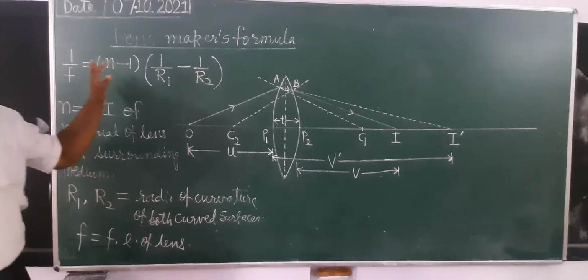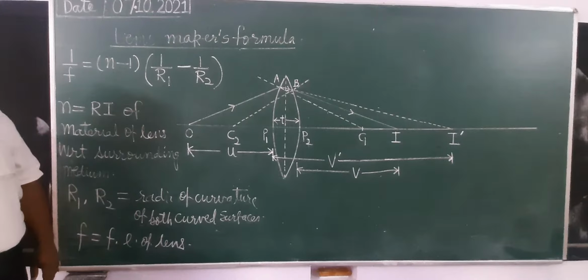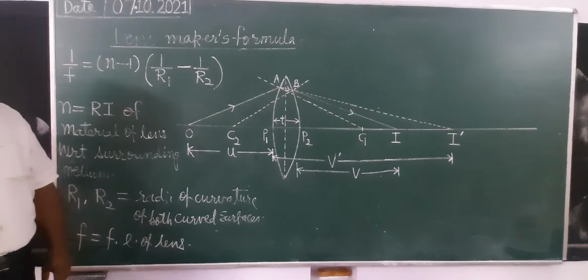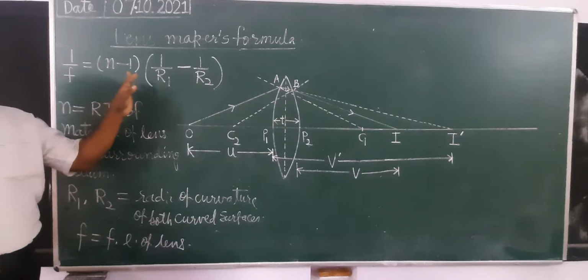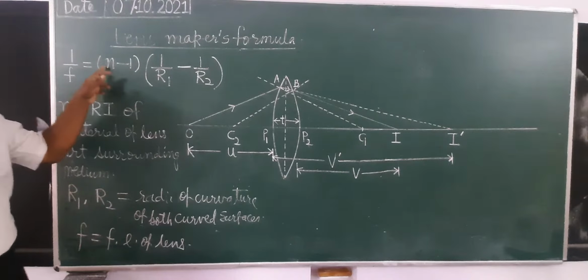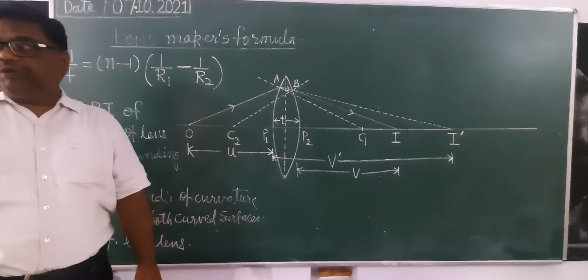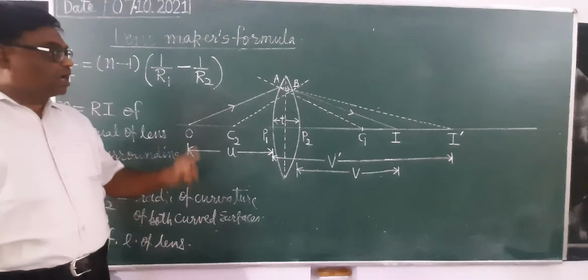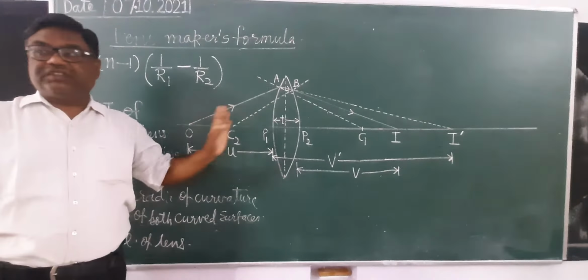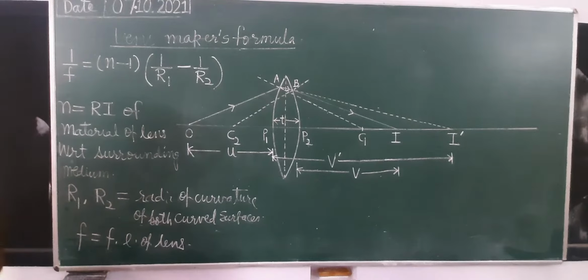Now, the lens maker's formula. This is the lens maker's formula. Here we will derive this for a biconvex lens, but it is also valid for a concave lens. Here n is the refractive index of the material of the lens with respect to the surrounding medium. And R1, R2 are the radii of curvature of each curved surface, and f is the focal length of the lens.